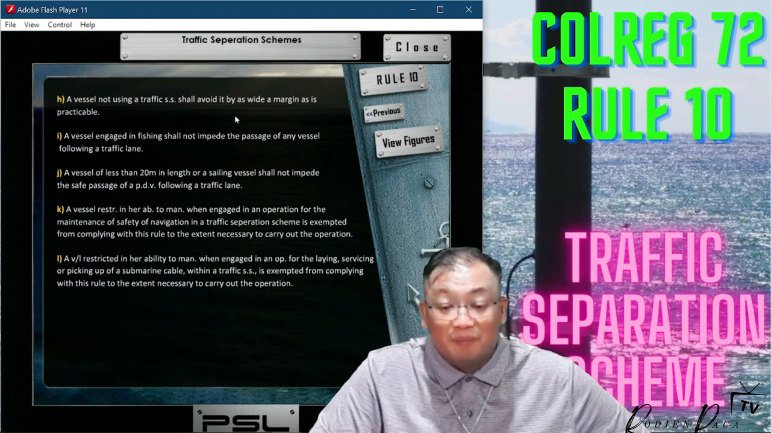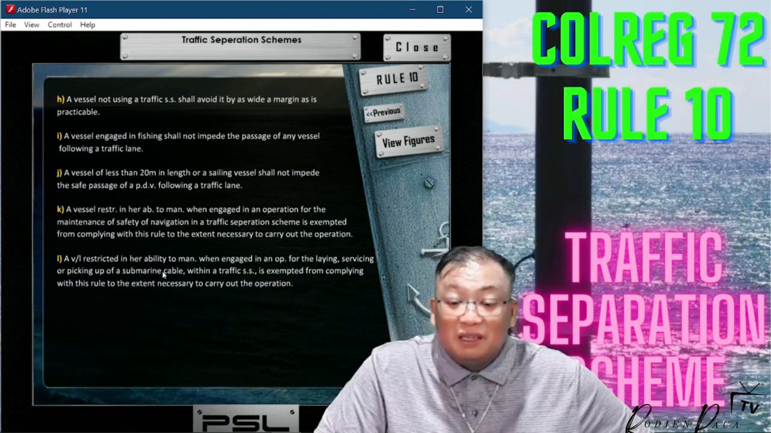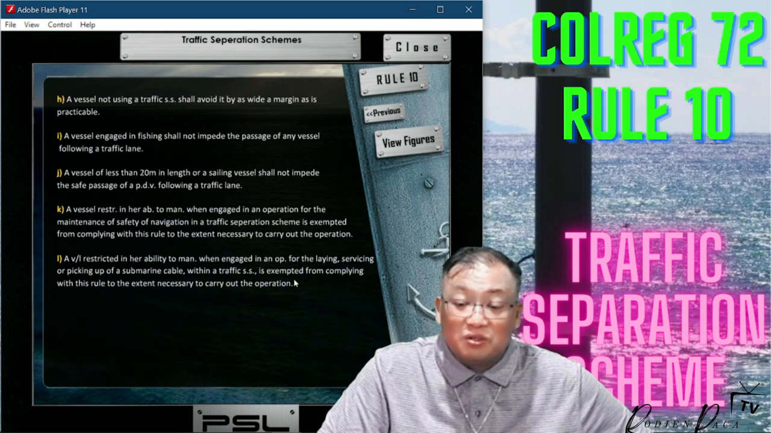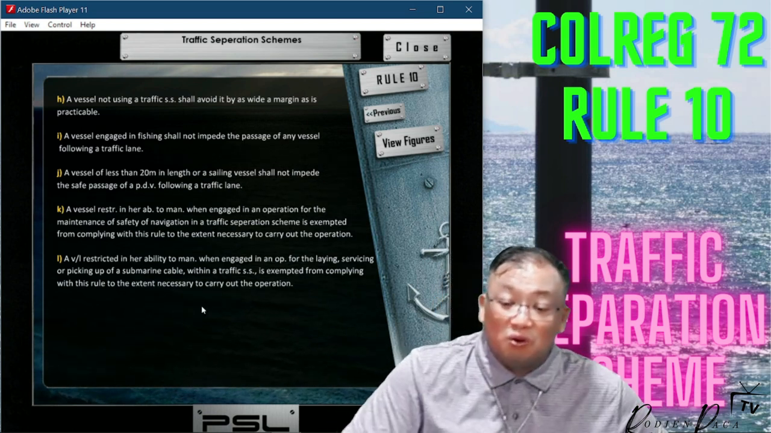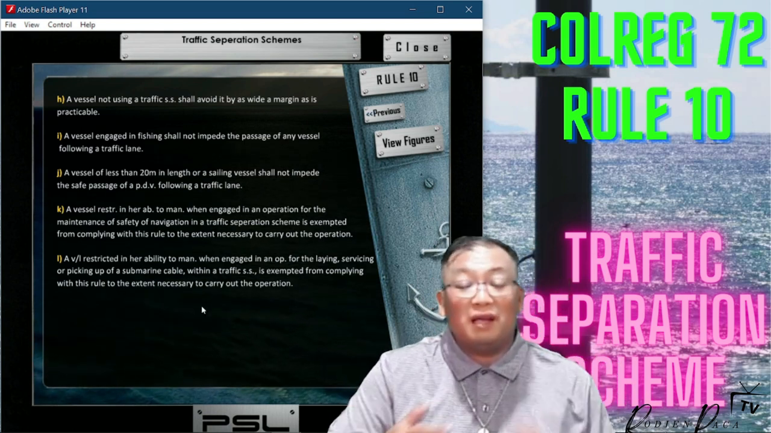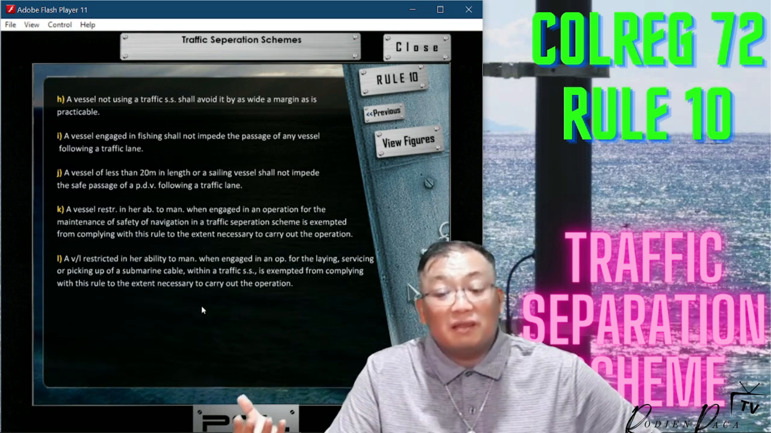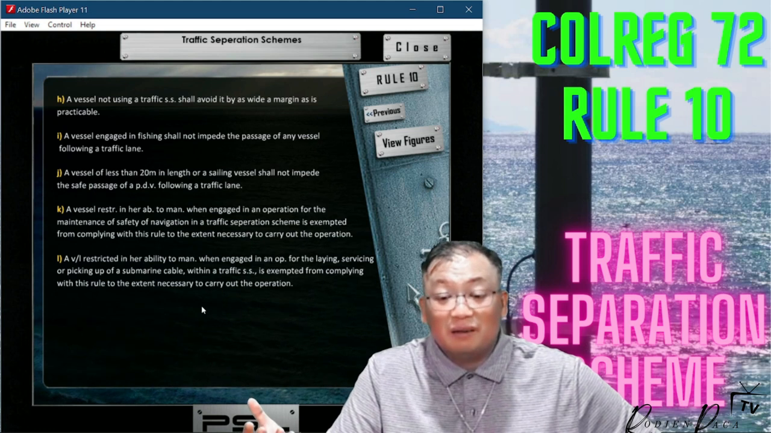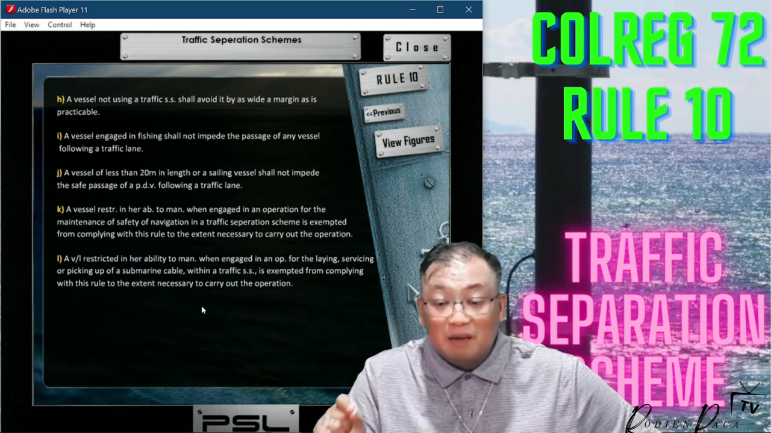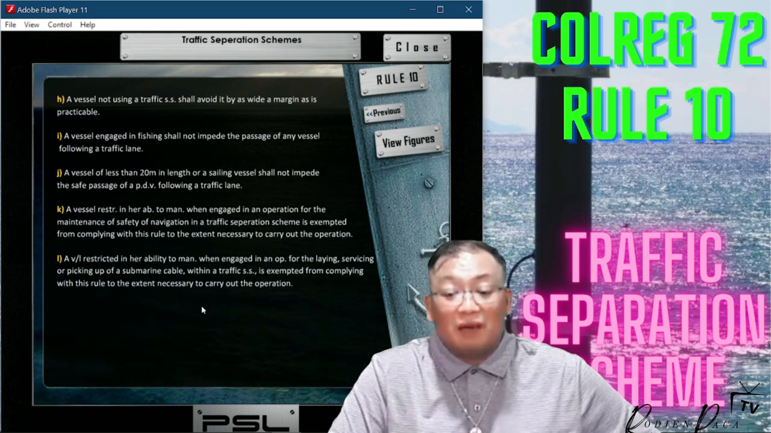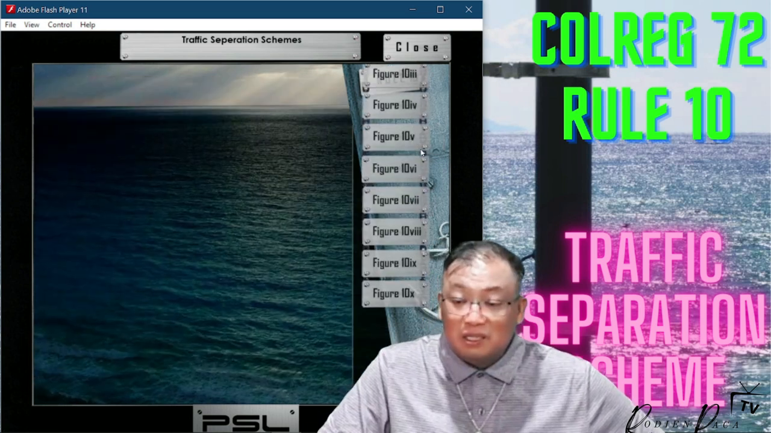Rule number 10: a vessel restricted in her ability to maneuver, engaged in an operation for laying, servicing, and picking up a submarine cable within a traffic separation scheme, is also exempted from complying with these rules. Let's go back, and it's very clear. A vessel of less than 20 meters in length or a sailing vessel shall not impede the safe passage of vessels following the traffic separation scheme. Let's see the figures.